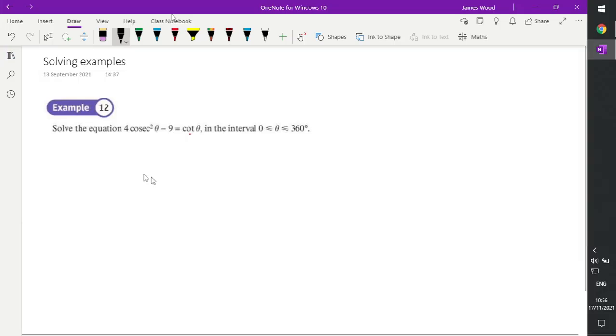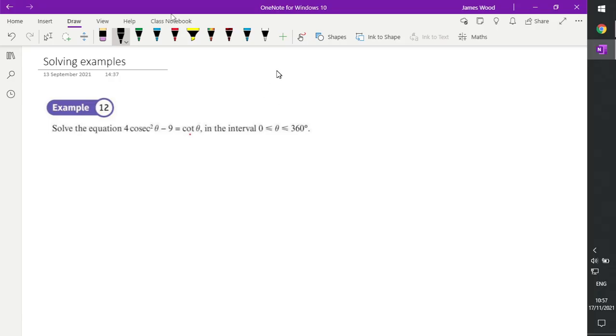So there's lots of contexts where you can use these identities to help you, and it's very similar to the questions we've done before. It will either be solving some sort of equation using identities, or doing some sort of trig proof, so using one result to prove another. I'm just going to look at this example here for solving an equation. We've got 4 cosec squared theta minus 9 equals cot theta, between 0 and 360.